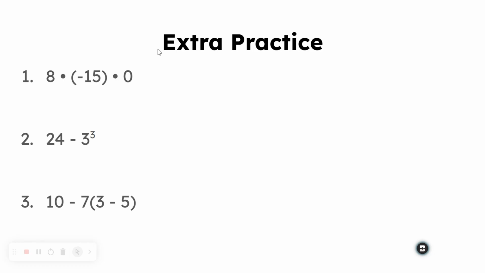Okay, so with this first one, you can choose to change the order if you'd like, but there's something very important in this problem that I hope you noticed. We're multiplying by 0. Anything times 0 is 0. So regardless of what I get with 8 times negative 15, I'm still going to multiply it by 0 in the end. Or even if I did 8 times 0, I'd still have a 0 times negative 15. Anything times 0 gives you 0.